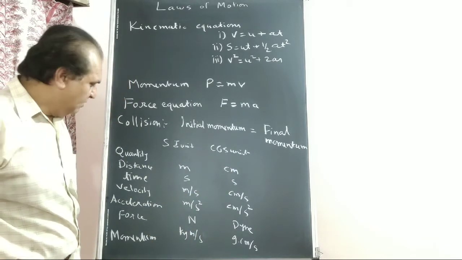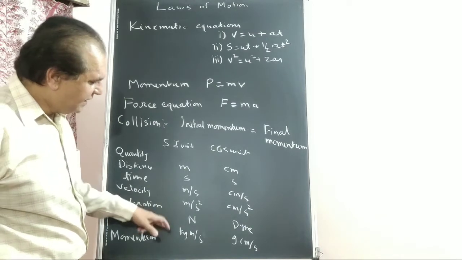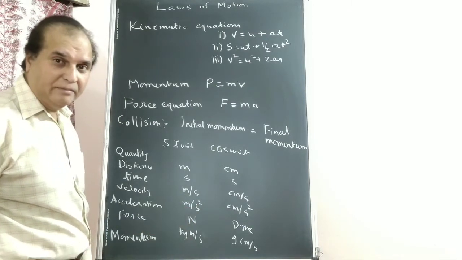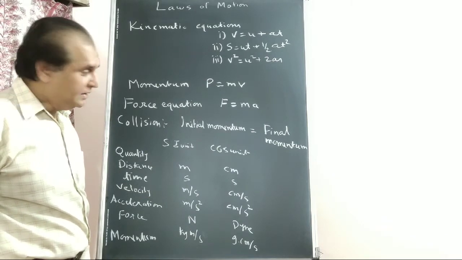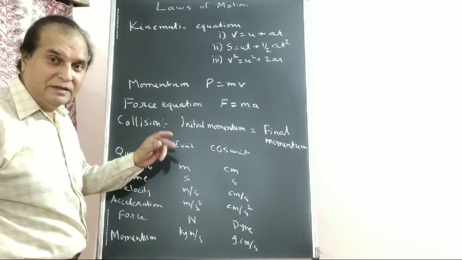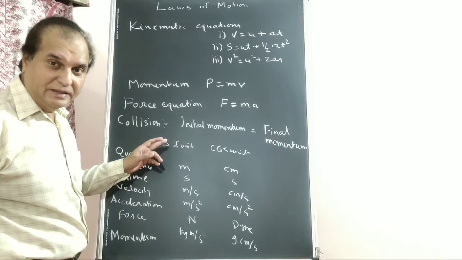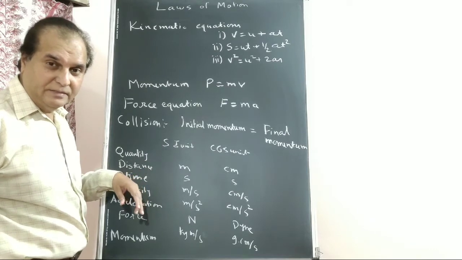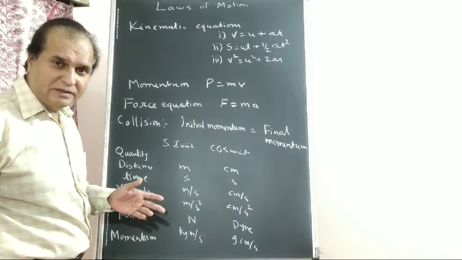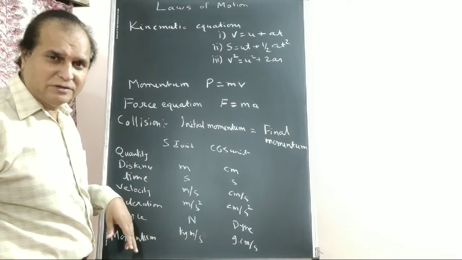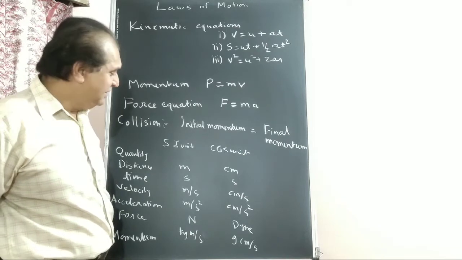Mass is in kg in SI unit and gram in CGS unit. So conversions are important. For example, a bullet and a gun: the bullet is given in gram, the gun is in kg, for initial momentum and final momentum. Any doubt? You are free to ask. Use the comment box, and I will explain again.